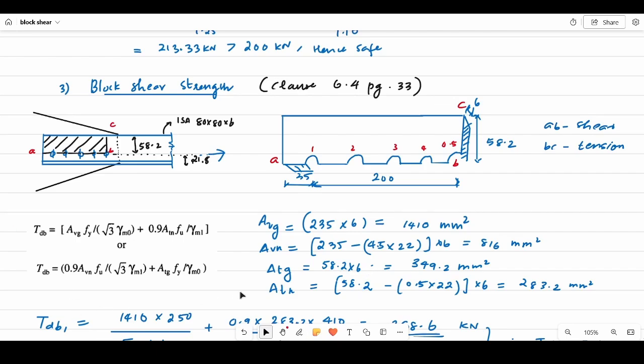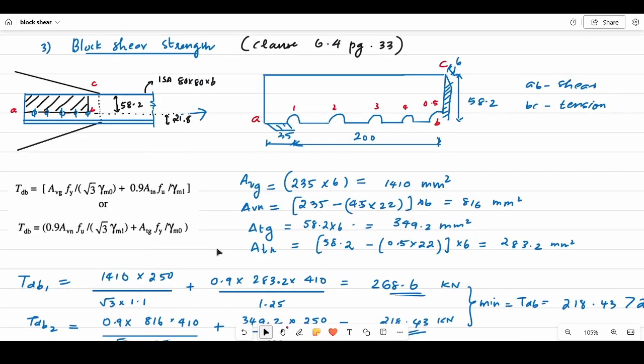And now in the net area we have to reduce the bolt hole. Only half of the bolt hole will be remaining, that is in the BC space, 0.5 only. So we have to reduce that from the 58.2, multiplied by the thickness, which will give you the net area. I am again repeating, gross area won't consider any kind of bolts, but net area will consider the bolt holes, because the net area is the area where rupturing occurs. So it will be occurring along these bolt holes.